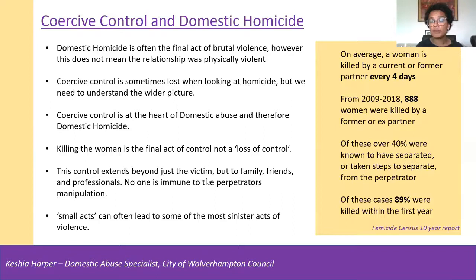So I've just put some data from the Femicide Census 10-year report, the Femicide Census from 2009 to 2018. And as we can see, on average, and this is something that I'm sure everyone is quite familiar with because it's a statistic that's shared a lot, a woman is killed by a current or former partner every 4 days. So from 2009 to 2018, 888 women were killed by a former or ex-partner. And of these women, over 40% were known to have separated or attempted to separate.